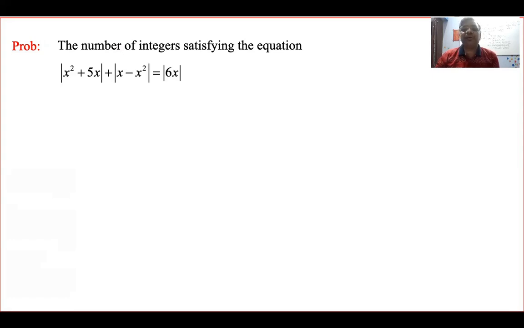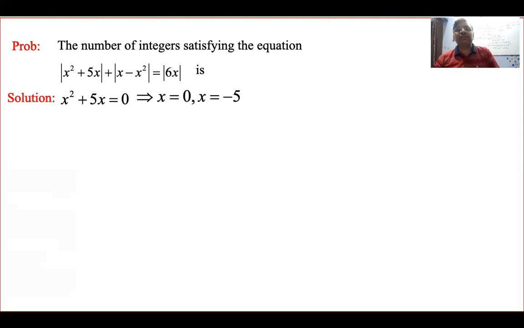So first of all, inside the modulus quantity, when it becomes 0, let us see. First modulus part x square plus 5x, when it becomes 0? It becomes 0 when x is equal to 0 and x is equal to minus 5. That implies that for the 0, in the left side one thing, right side one thing. For minus 5 also, left side one thing, right side one thing.